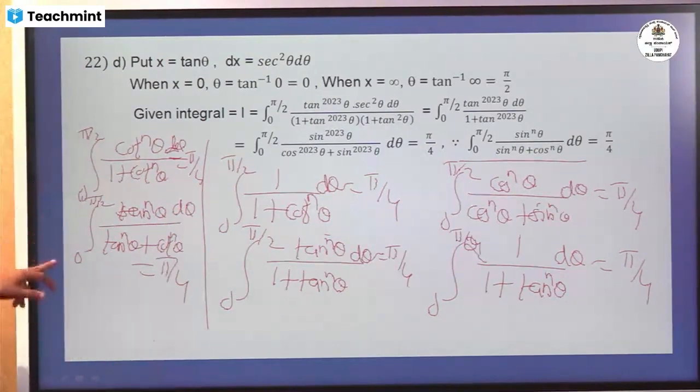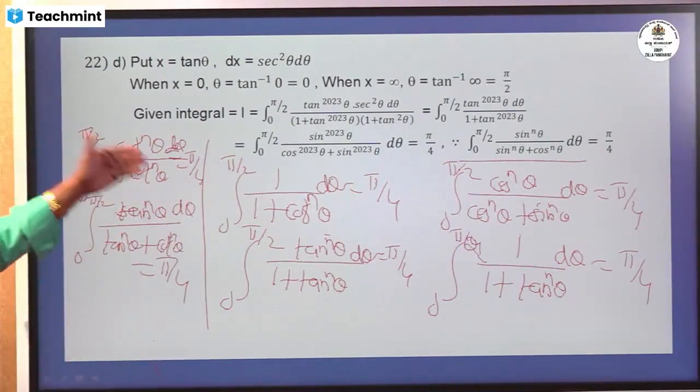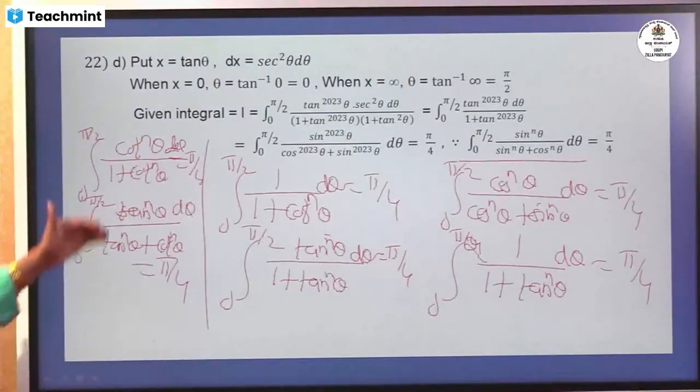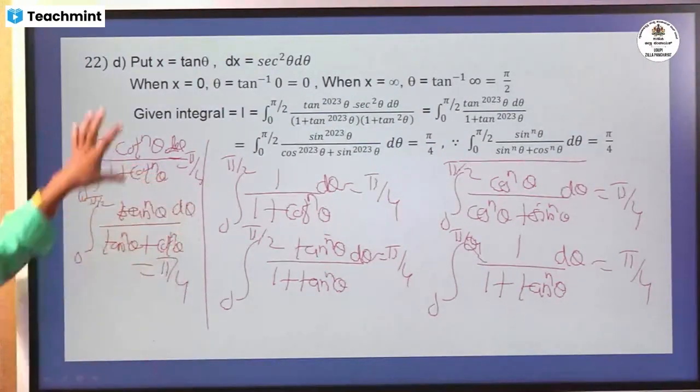Or integral from 0 to pi by 2 secant to the power n theta d theta by secant to the power n theta plus cosecant to the power n theta is also pi by 4.